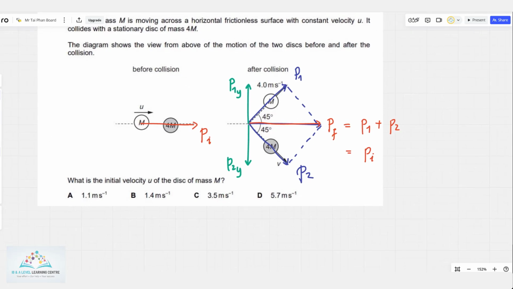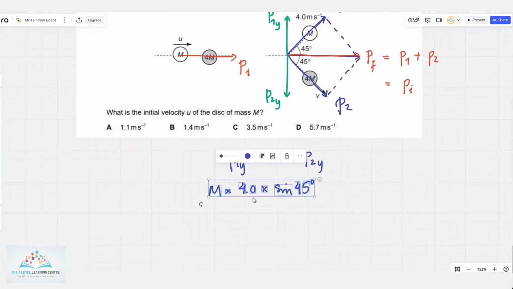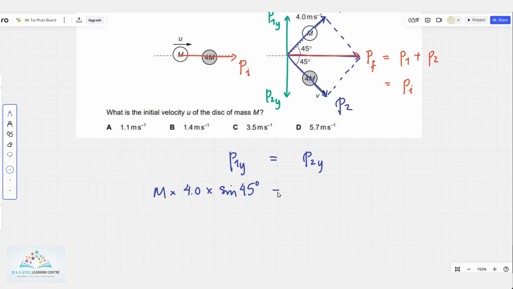So let's consider the vertical direction first. P1y must be equal to P2y. P1 is the mass of the disk, which is m here, multiplied by its velocity 4 meters per second, and in the vertical direction we need to multiply by sine of 45 degrees, and it will be equal to the vertical component of P2. Similarly, the mass is 4m, the velocity v is what we need to find, and the angle is also 45 degrees, and we also need to multiply by the sine of that angle, 45 degrees.